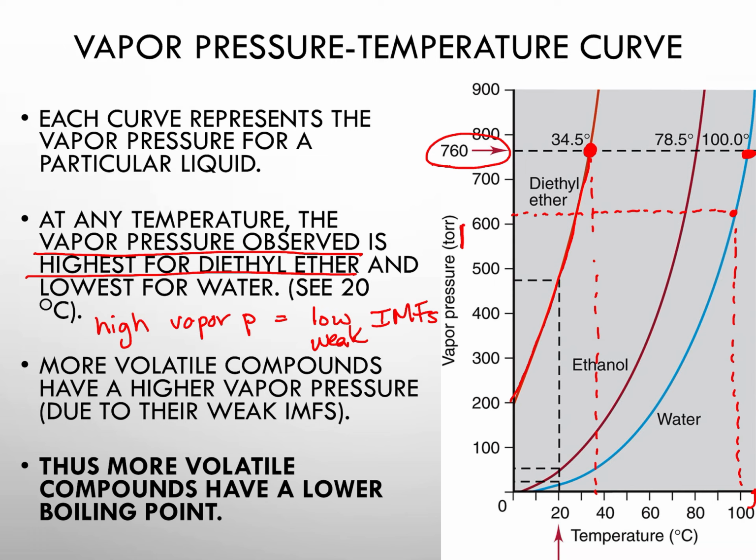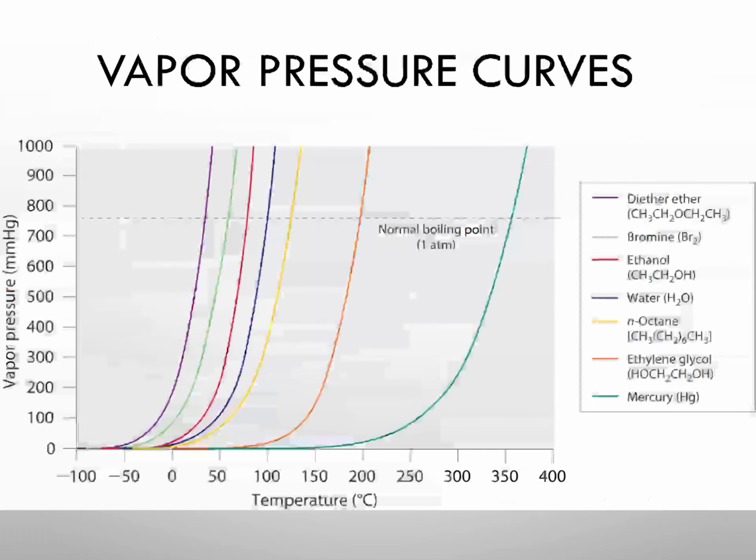So again, this is all coming back to intermolecular forces. If your substance is held together weakly, that means more of it can go into the gas phase, which means it's more volatile, which gives it a higher vapor pressure. So also, more volatile compounds, ones that are held together more weakly, will then have a lower boiling point because, again, they're not held together by as strong of intermolecular forces.